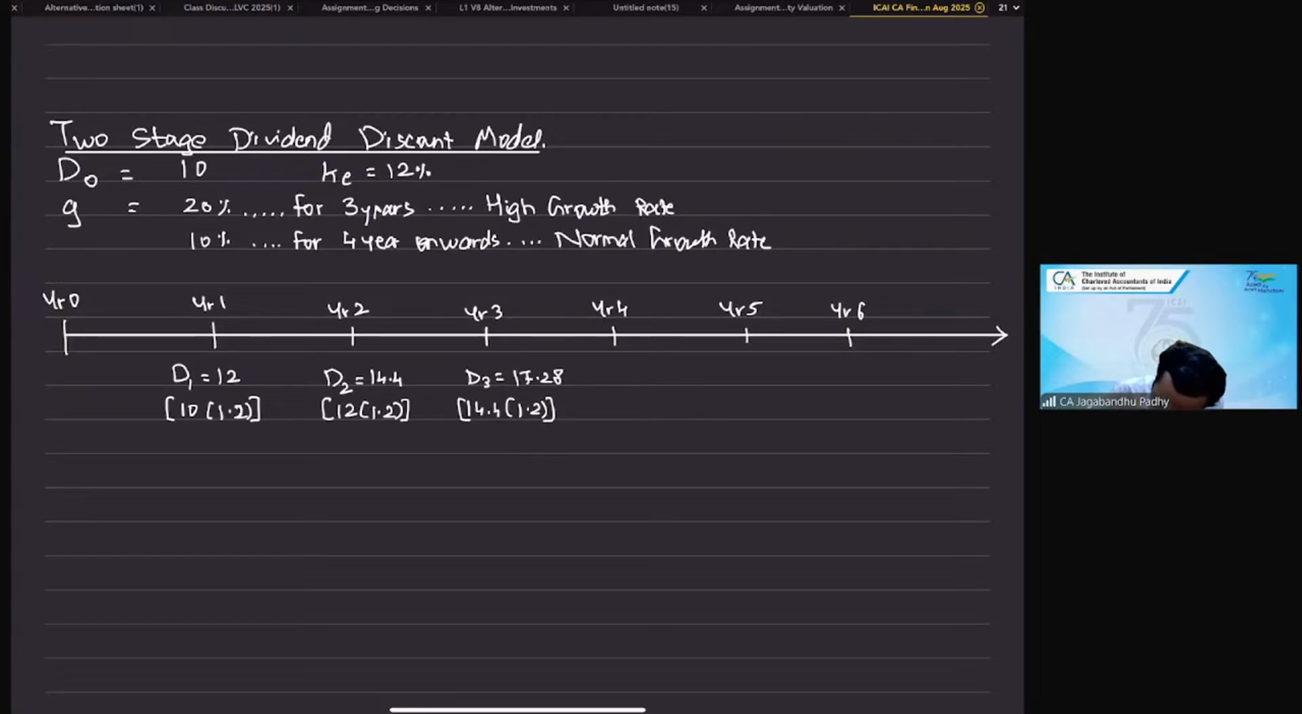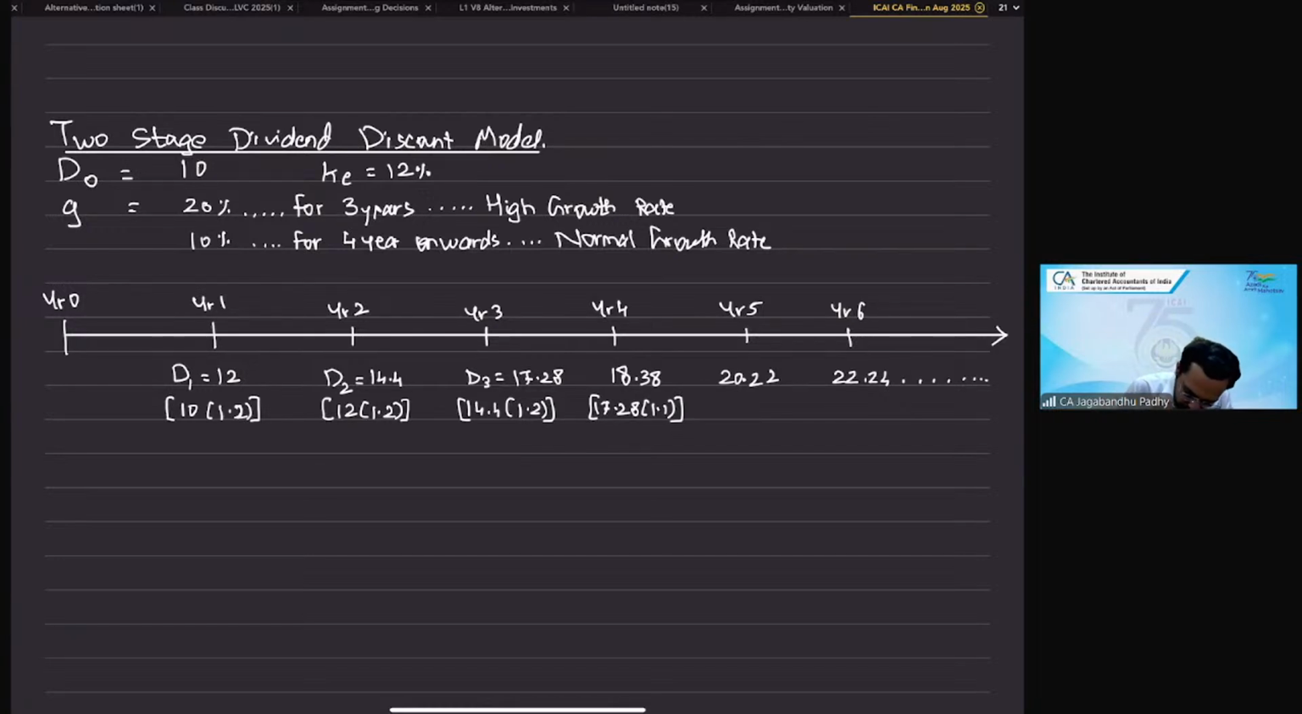Then in fourth year, it's going to be 17.28 into 1.1, which is 18.98. Then in year 5, 20.218, and then in year 6, 22.24. So this just goes on till perpetuity.